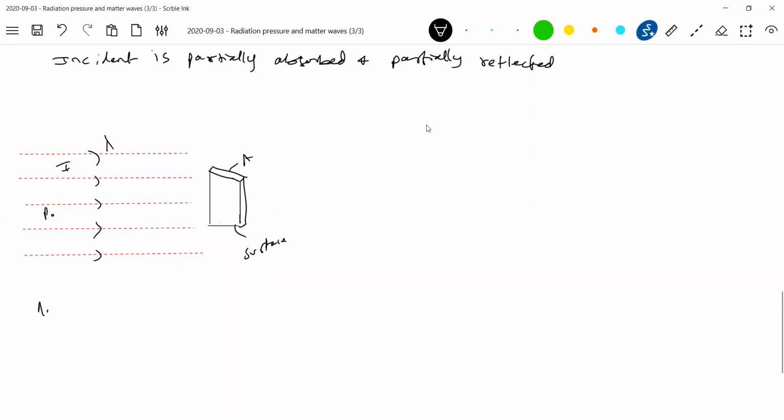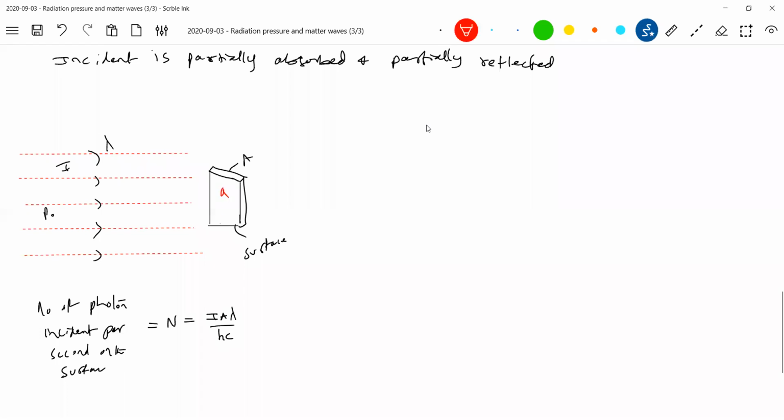So the number of photons incident per second on the surface should be equal to n, and n is equal to I A lambda by hc. Already we have directly brought it. Is it that all the photons incident will be absorbed? No, only a fraction. So here we define that the material will have an absorption coefficient and a reflection coefficient.